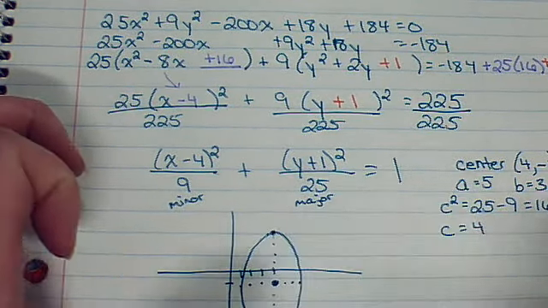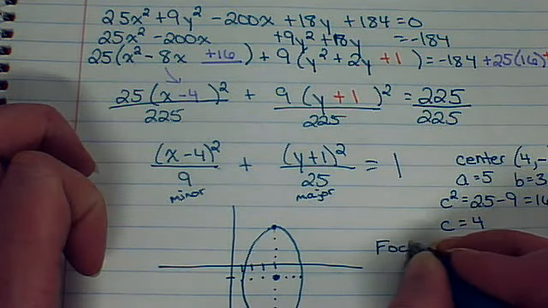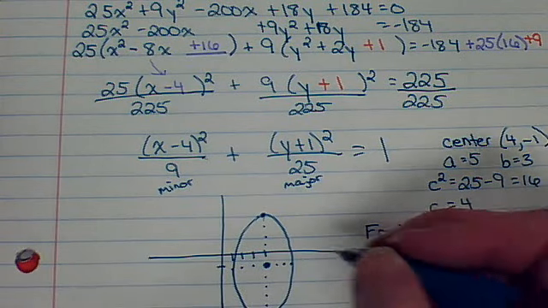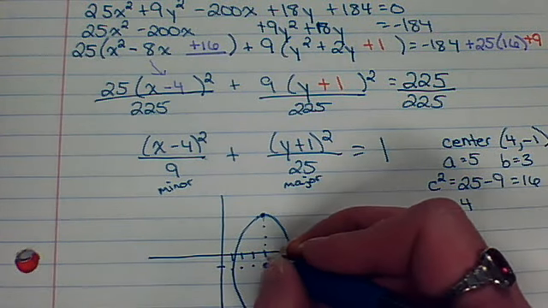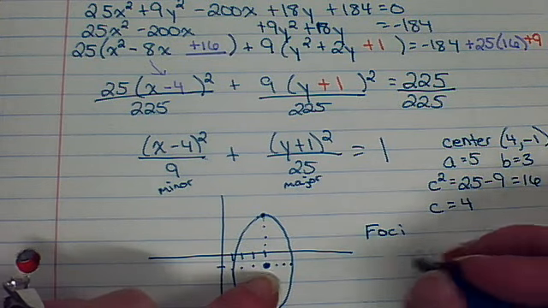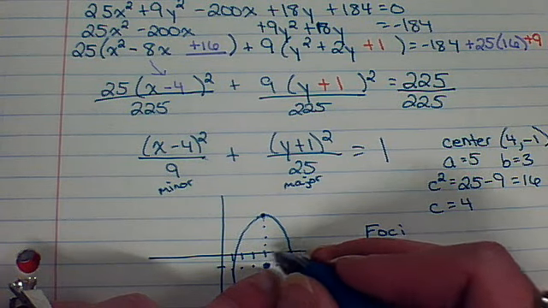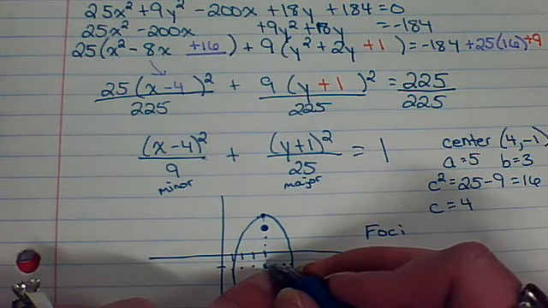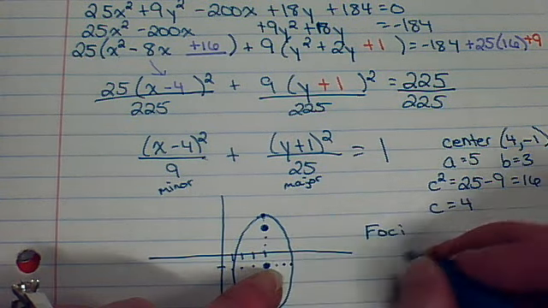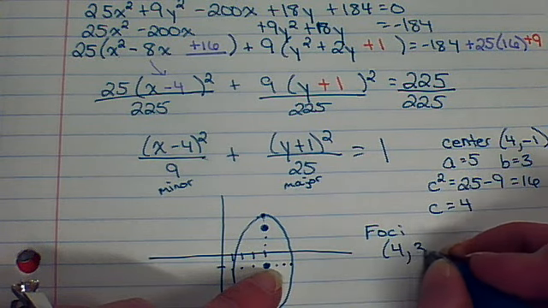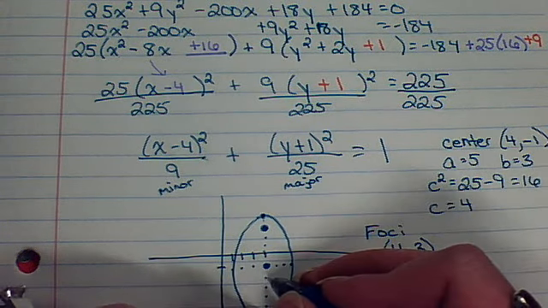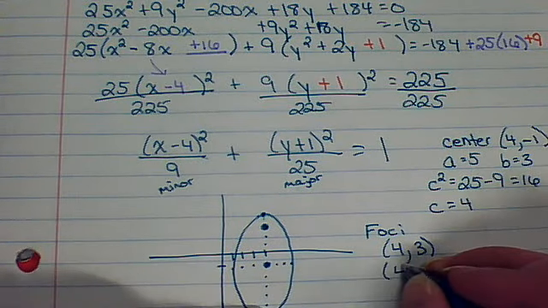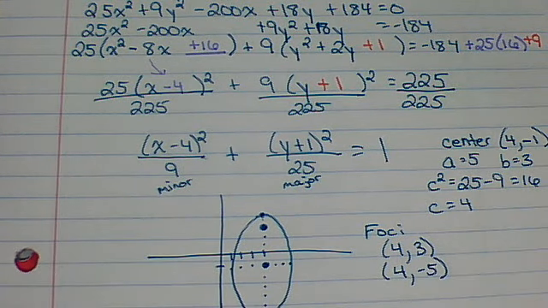What if I wanted to find my foci? My foci are 4 units from the center. Now, since it's a vertical one, they're 4 units up and then 4 units down. So if I go from that center and go 4 units up, 1, 2, 3, 4. I started out at negative 1. 1, 2, 3, 4. So I'd have 1 at 4, comma, 3. The other one, I'm going to go down 4. So negative 1, negative 2, negative 3, negative 4, negative 5. And that's how you find your foci.